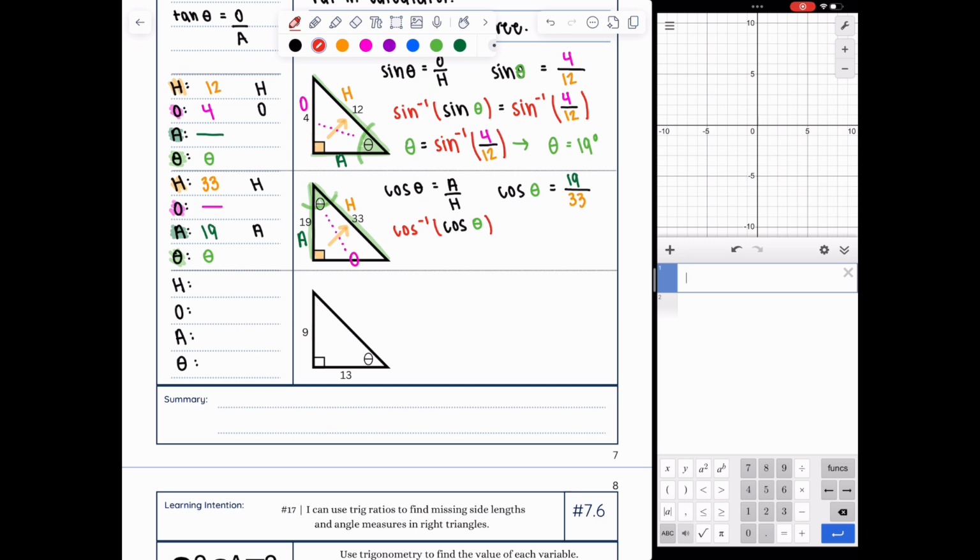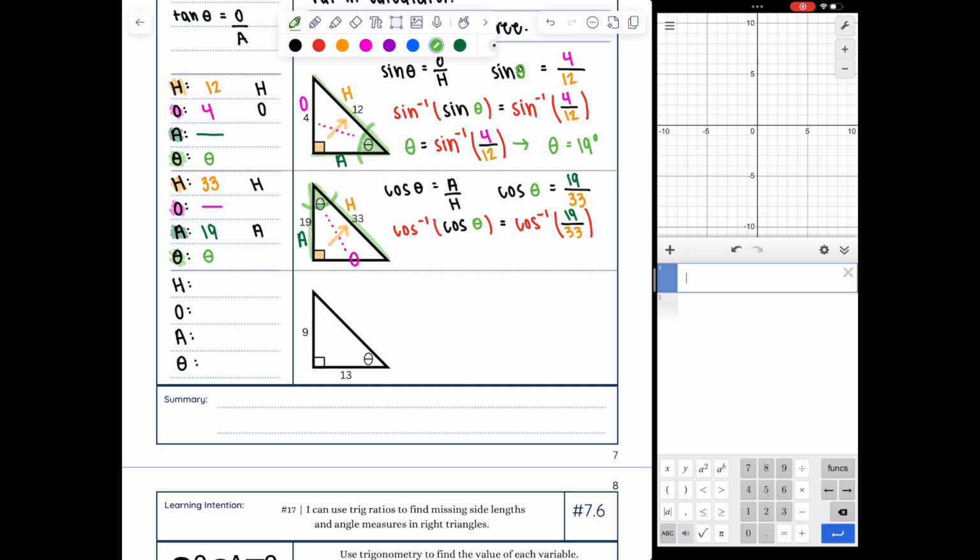If I do that on one side of the equation, I have to do it on the other side because that's what the equal sign tells me: I have to do the same thing. So now, not only am I taking the inverse cosine of the cosine of theta, now I need the inverse cosine of the fraction 19 over 33, because this is the ratio of the adjacent side to the hypotenuse.